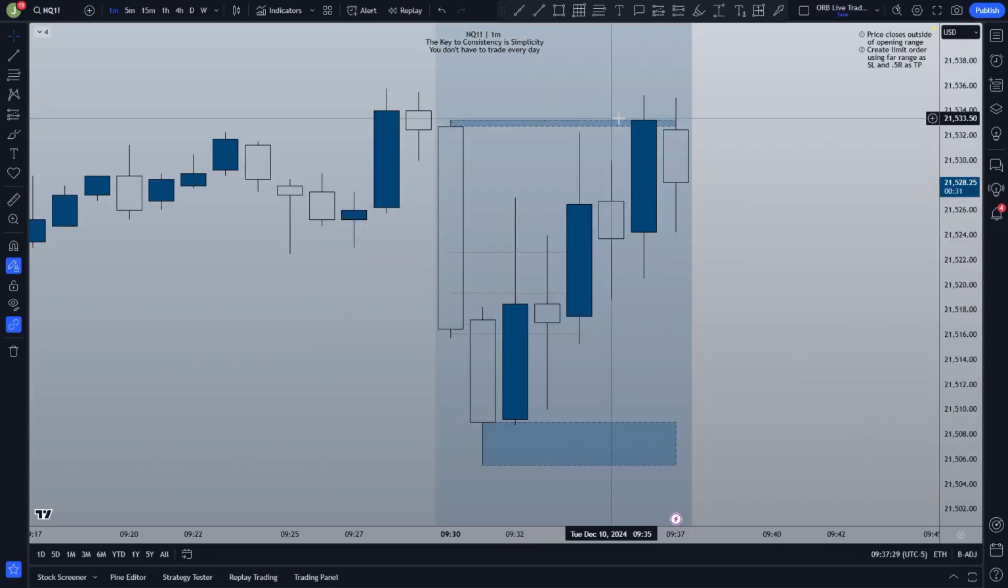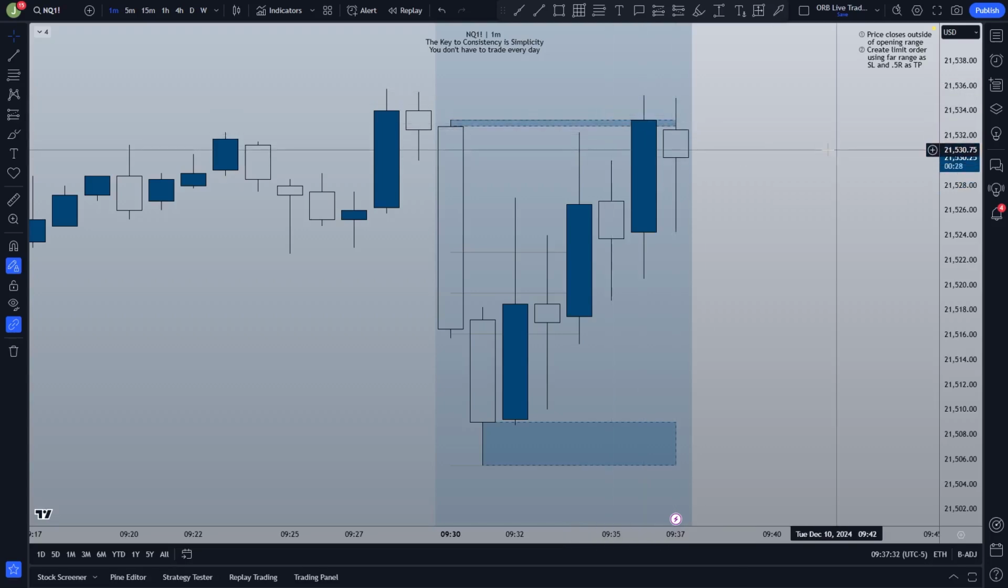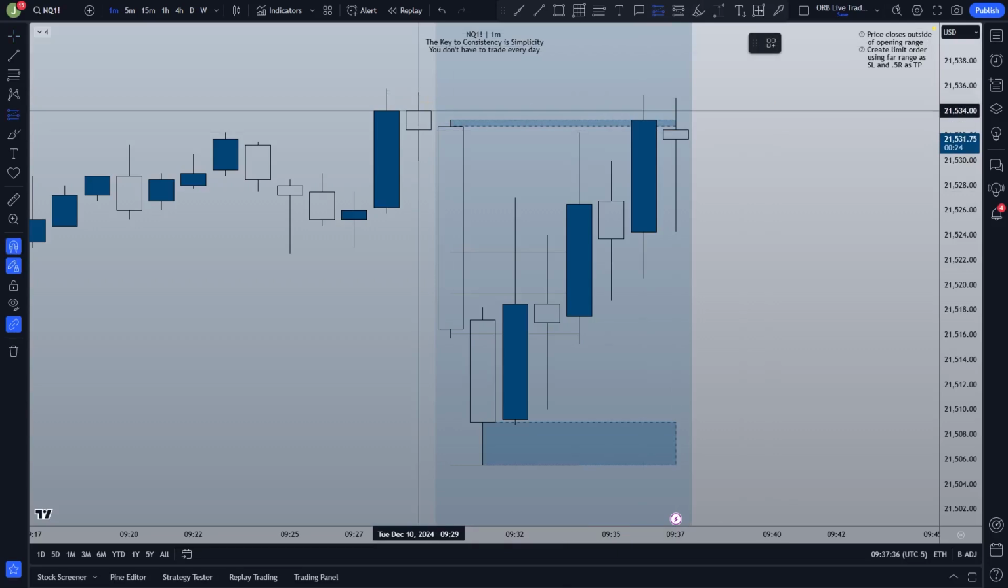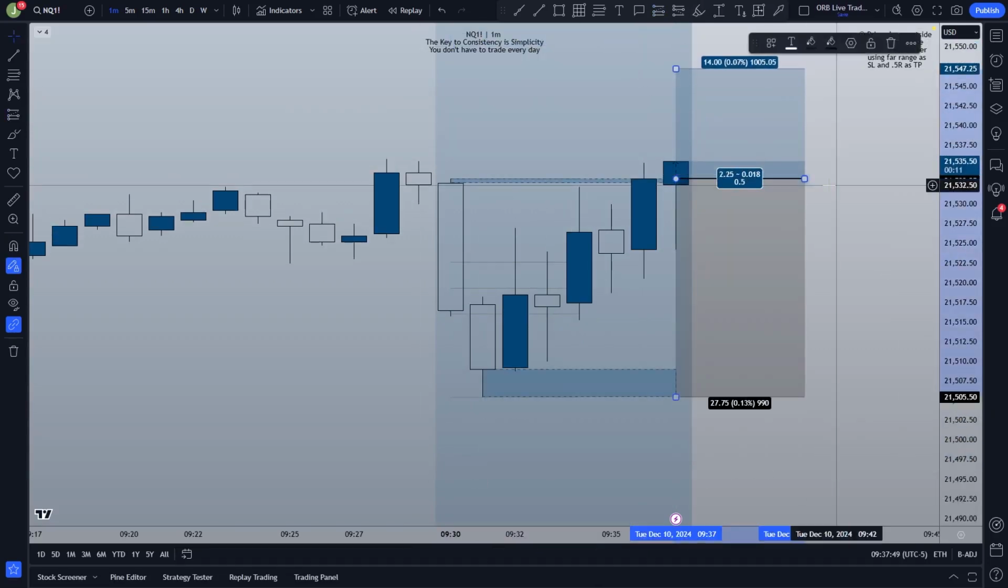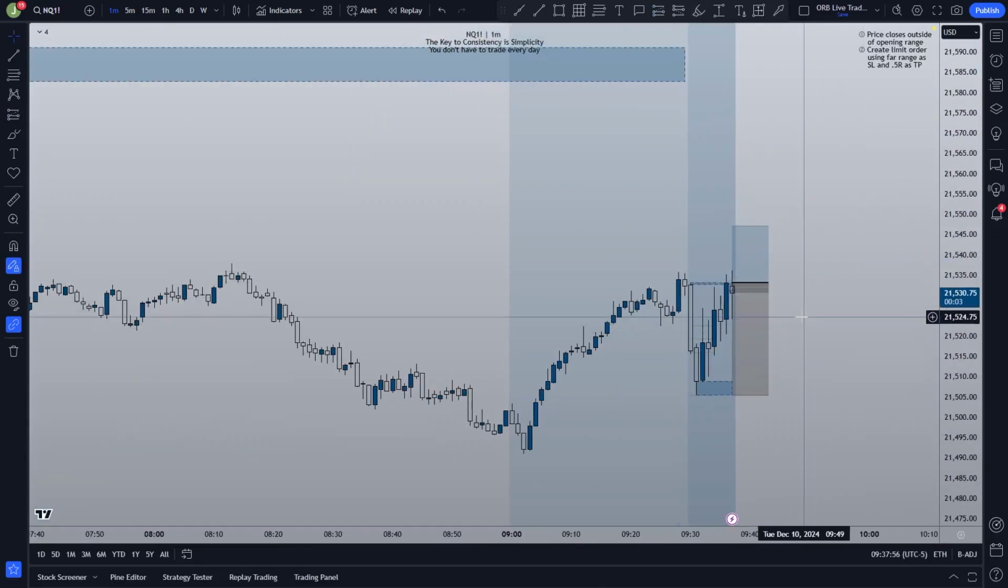So this is like as close as possible to closing outside of the range. So I ended up taking the order on my broker. So my order looks like... So that's what we're working with today.